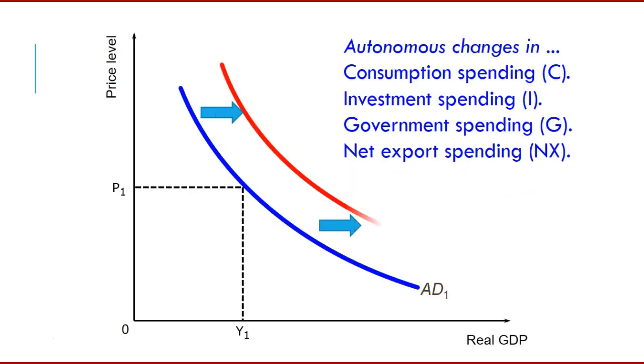So what we mean here is that at any given price level, say P1, a shift in the aggregate demand curve to the right would increase real GDP. If the price were higher, then real GDP will increase. If the price were lower, then real GDP would increase. Okay, but it's caused by any one of these changing independently of price and independently of real GDP too. This is going to be an effect, not a cause.